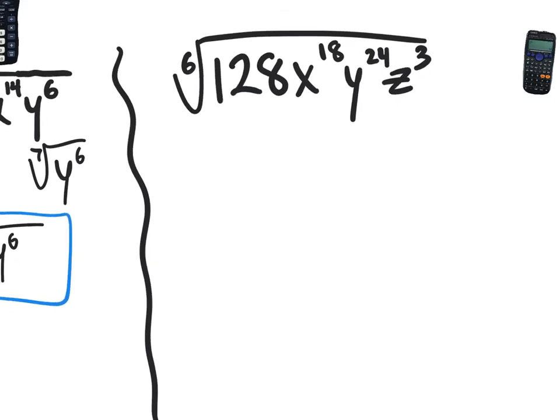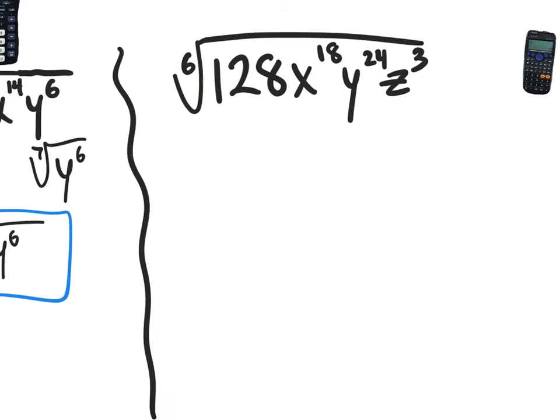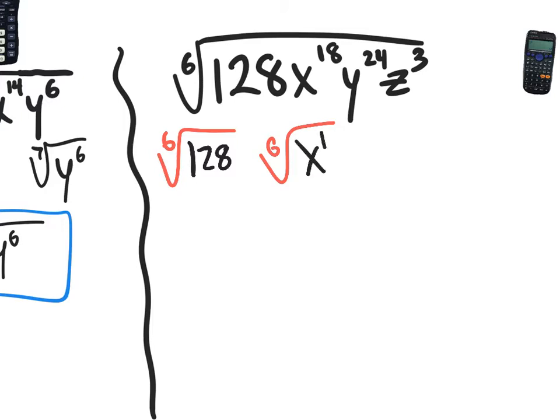If you're at home, pause it, try to do this one. Let's split up the 6th root. So splitting up the 6th root to each of those. Now we need to know what number times itself 6 times gives us 128. Or at least something that we could use to get 128.